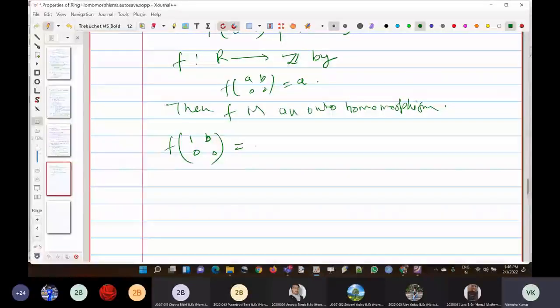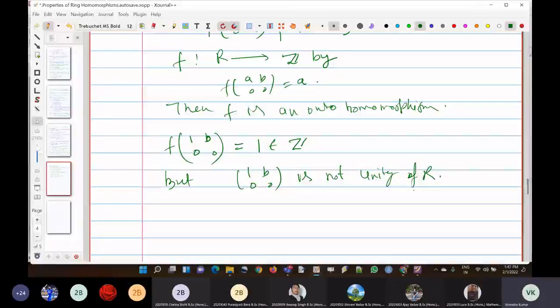which element did we map this to? We will map it to a, 1. And this one is the unity of the set of integers. But the matrix 1, b, 0, 0 is not the unity of R. Fine. The same example works here.